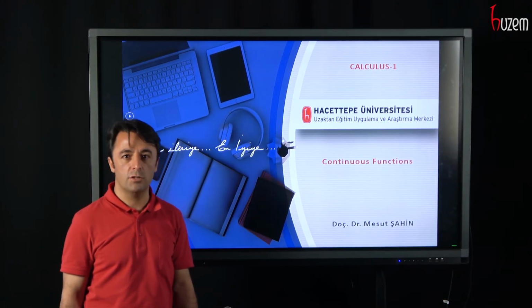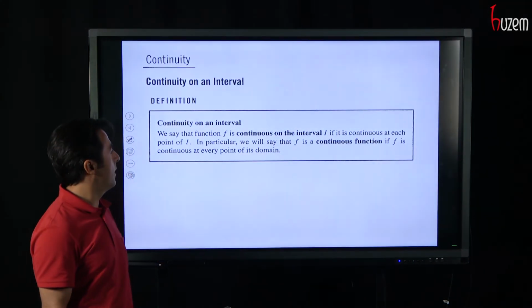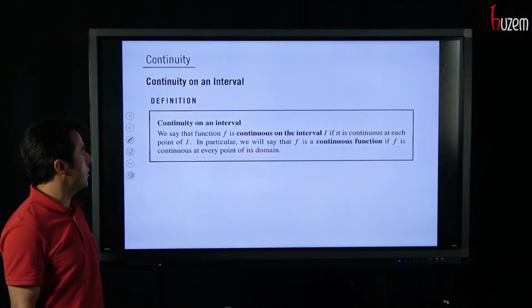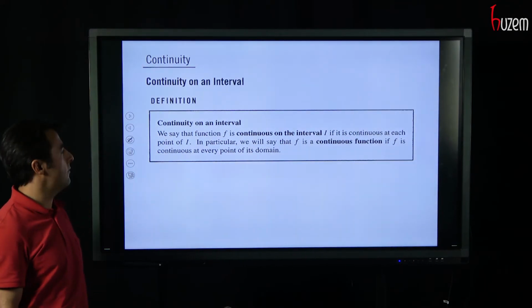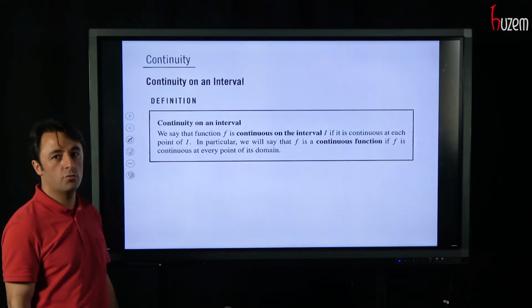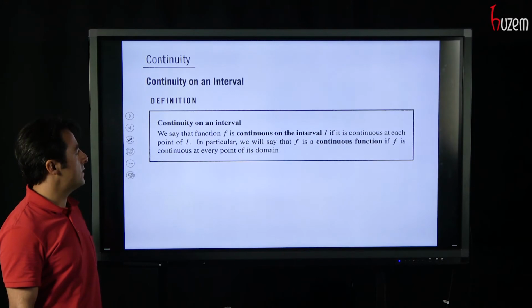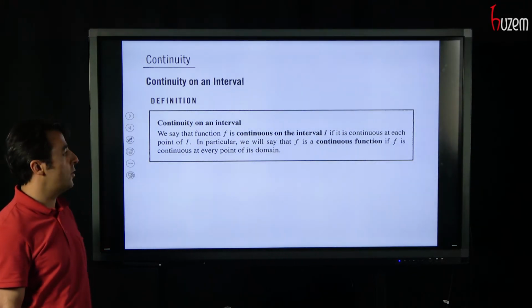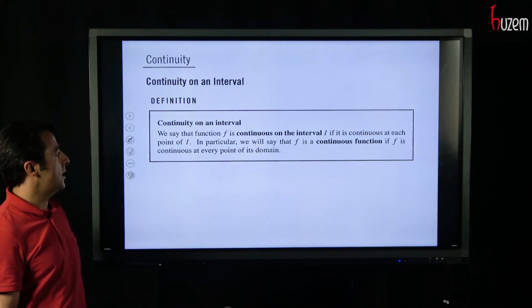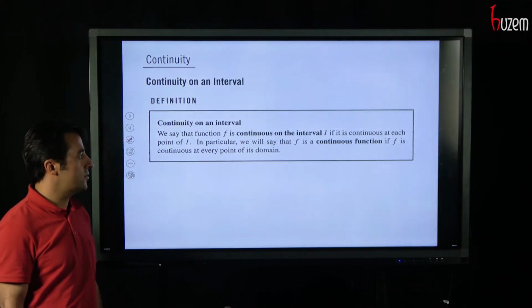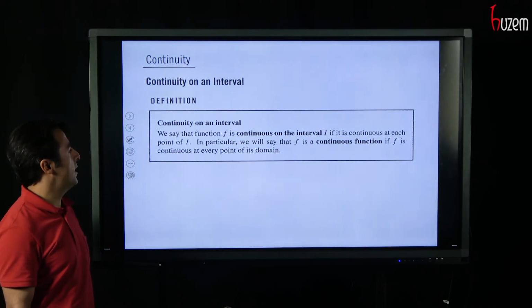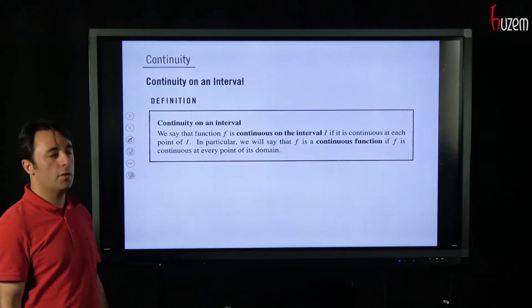We'll talk about continuous functions. So we have seen continuity at a point. Now we talk about continuity on an interval. We say f is continuous on the interval I if it is continuous at every point of the interval. In particular, we say f is continuous in absolute terms if it is continuous at every point of its domain.